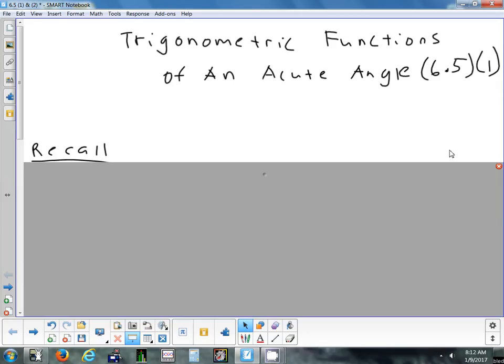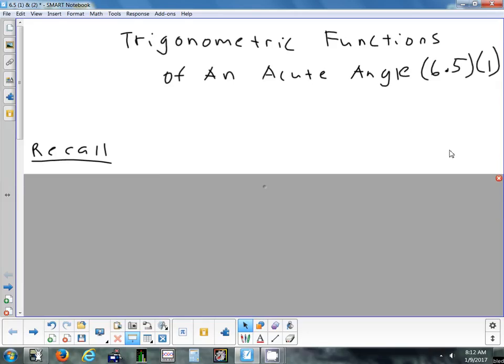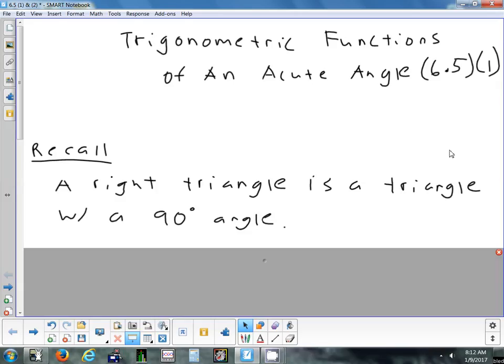Today might be a little bit of a review, but I want to start out just by talking about what is a right triangle. Okay, so what does it mean if you have a right triangle? Yeah, it has a right angle, which is a 90-degree angle. So this week, all the trigonometry we're going to be doing is going to be based on having a right triangle.